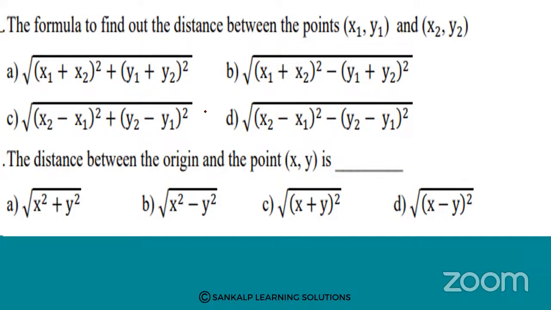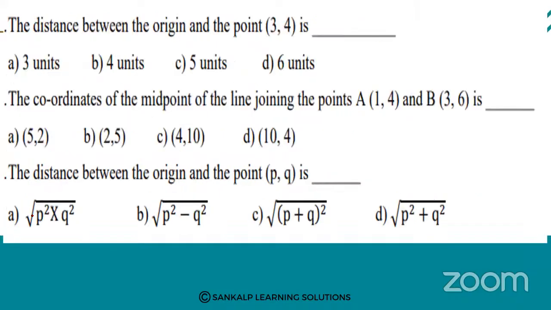So which option is right here? Root of (x2 minus x1) whole square plus (y2 minus y1) whole square. That is option C is right. The distance between the origin and the point x, y. Yes, the distance between the origin and the point x, y is root of x square plus y square. Right, this option is right.